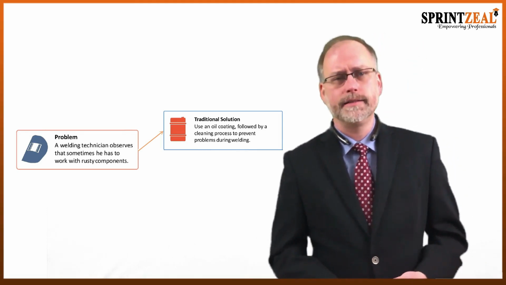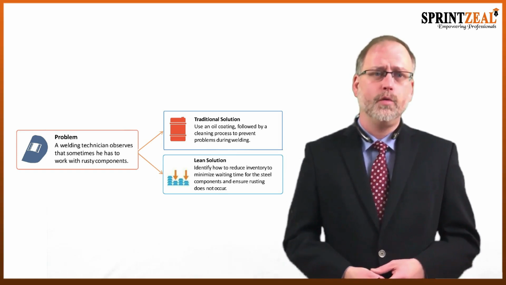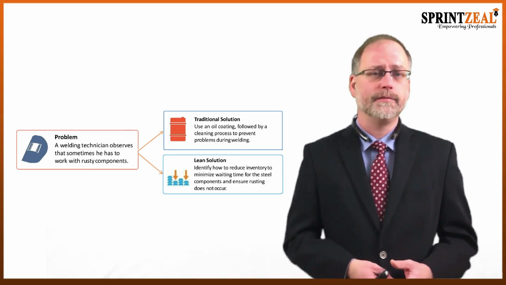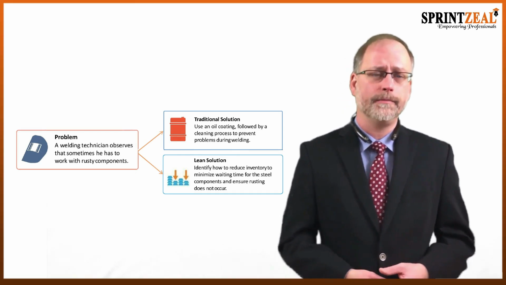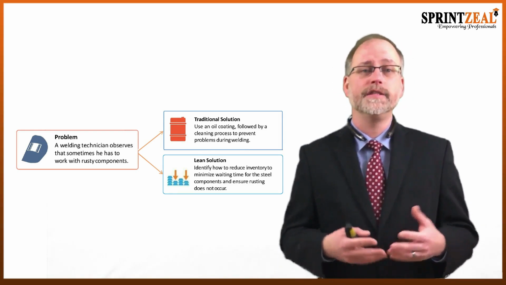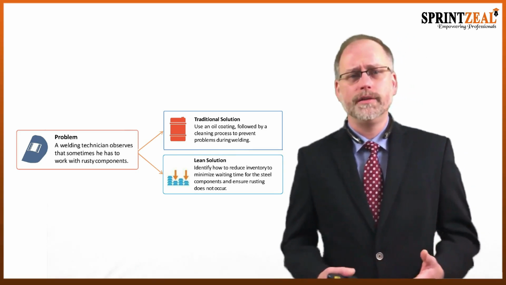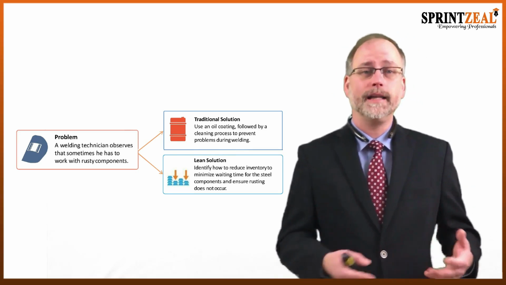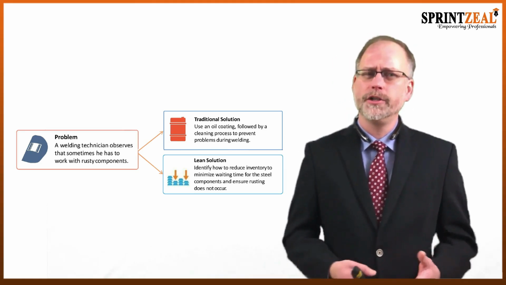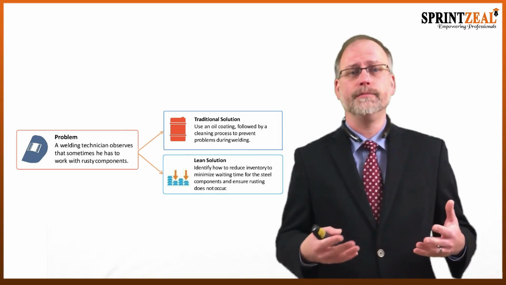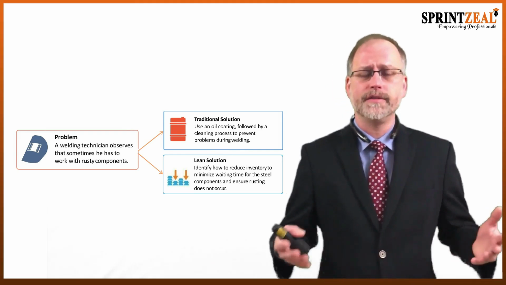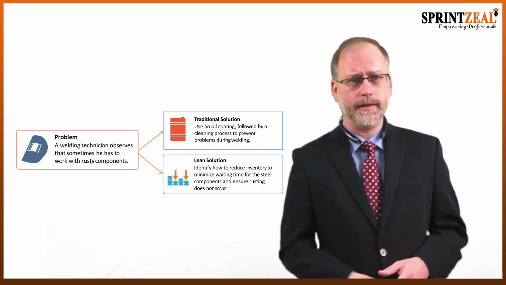If we apply lean to this solution, one of the ways that we could solve it would be to identify how to reduce inventory to minimize the wait time for the steel components and ensure rusting does not occur. So to break this down, in a traditional solution, we would have a ton of steel components lying around. We would coat those steel components with oil, followed by a cleaning process so that the welder could successfully weld the two pieces together. But the question you have to ask is, why do we have all of these steel components around? Reducing that inventory reduces the amount of steel components that could rust to begin with.